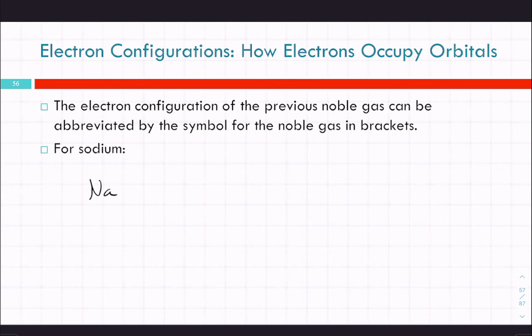So for sodium, then, this gets really easy. So we start with neon. And then how many more electrons do we have than neon? Just one. So where do we put that electron? 3s1. So yeah, we can take some shortcuts in representing these locations of electrons. Are there any questions at this point? No? Cool.